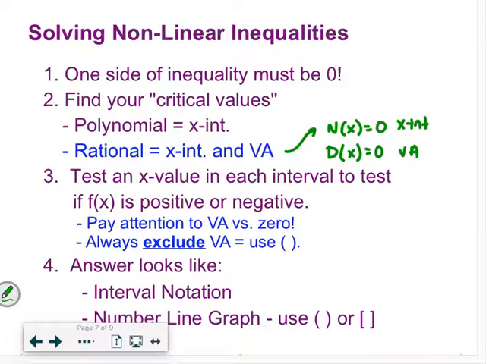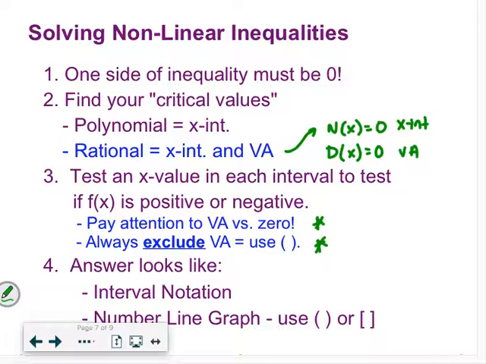If you need to make a little note to yourself from section 2.6: if you want to find the x-intercept, set your numerator equal to 0, n of x. If you want to find the vertical asymptote, set your denominator equal to 0, d of x. And then my 2 reminders, things to be careful about in part 3, are when you're testing and then trying to answer the question, be really careful about a vertical asymptote versus a 0.